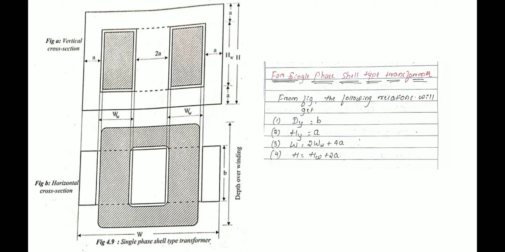In case of a shell type transformer, if they ask, these are the four relationships we need to determine. Just remember all these relationships or formulas while solving the numericals. These are very important itself. So this is all about what? Overall dimensions of a transformer, whether it is single phase or three phase. With respect to core type we have discussed, as well as the shell type transformer, we also get some relationships. So this is all about overall dimensions of the transformer.